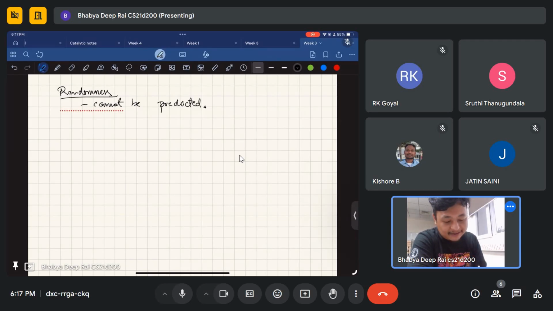Okay, that is what is meant by randomness. And what is meant by independent? Independent means one trial does not affect the outcome of another trial.